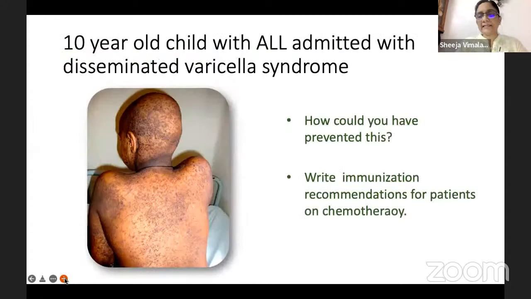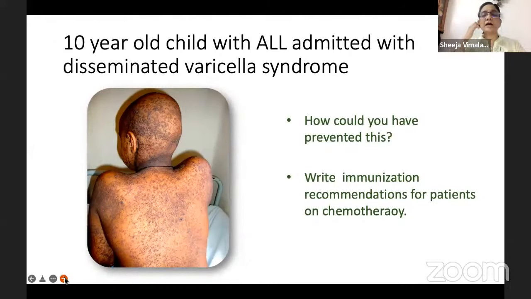Now coming to the next scenario. This is a 10-year-old child with acute leukemia admitted with disseminated varicella syndrome. She had severe pneumonia, shock, multi-organ failure. Thankfully, she survived, but it's not always the same. There are a lot of patients with leukemia who, once they get varicella, succumb to disseminated varicella syndrome. It's a lethal disease as far as immunocompromised children are concerned.